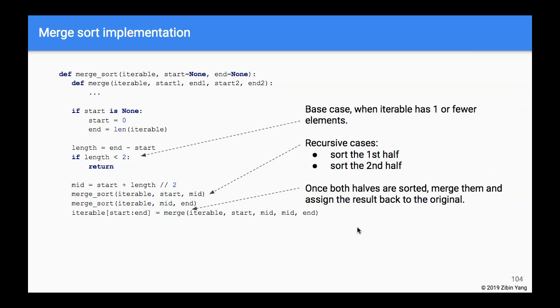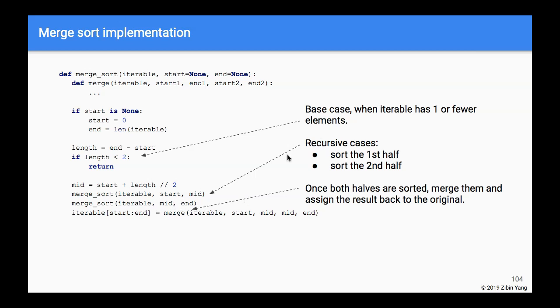So now let's look at how merge sort actually works. We already know what the base case is, right? When the length is either 0 or 1, then it's already sorted, so there's nothing to do, so we simply return. Now, in order to split the list in half, we calculate the midpoint. So, start plus the length divided by 2. That would be the index of the midpoint. And then the first half of the iterable would be from start to the midpoint, and the second half would be from midpoint to the end.